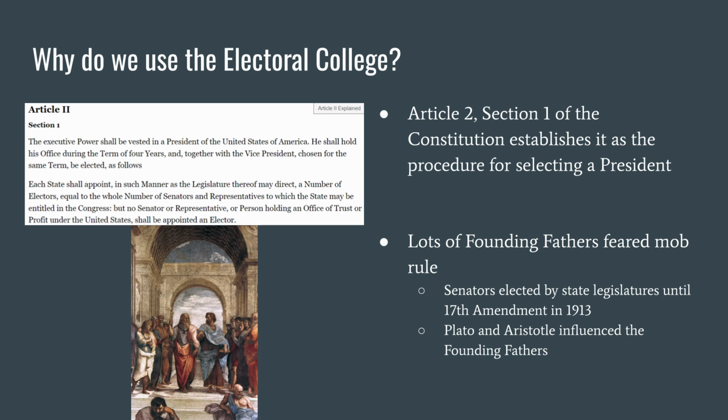Plato and Aristotle influenced the Founding Fathers, and both of those philosophers really did not like the idea of a democracy. They viewed it as an imperfect or devolved form of government. Plato's ideal form of government was the aristocracy, where a government was ruled by a philosopher king. They also then preferred the oligarchy over a democracy.